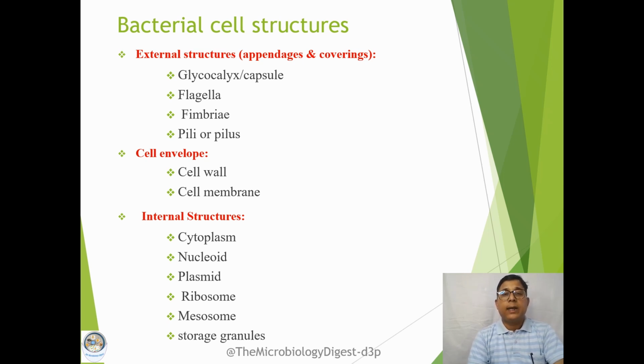For example, glycocalyx or capsule, flagella, fimbriae or pili. Then cell envelope structures. Two cell envelope structures are there. One is the cell wall, another one is the cell membrane. So we have discussed up to the cell wall. So today we will be discussing from the cell membrane and the other structures which are present in a bacterial cell.